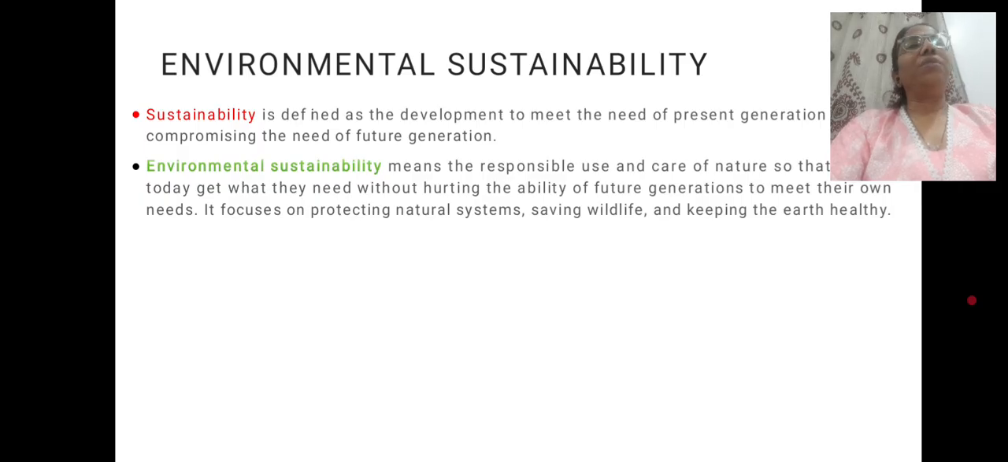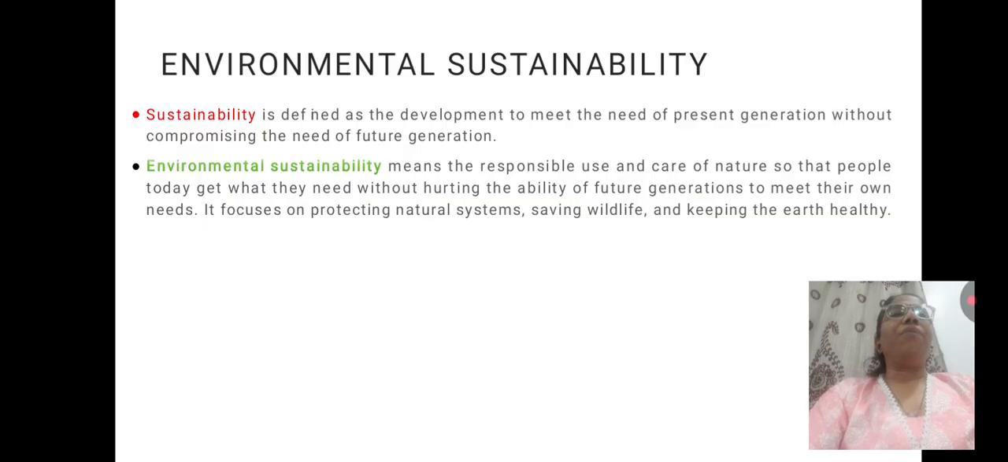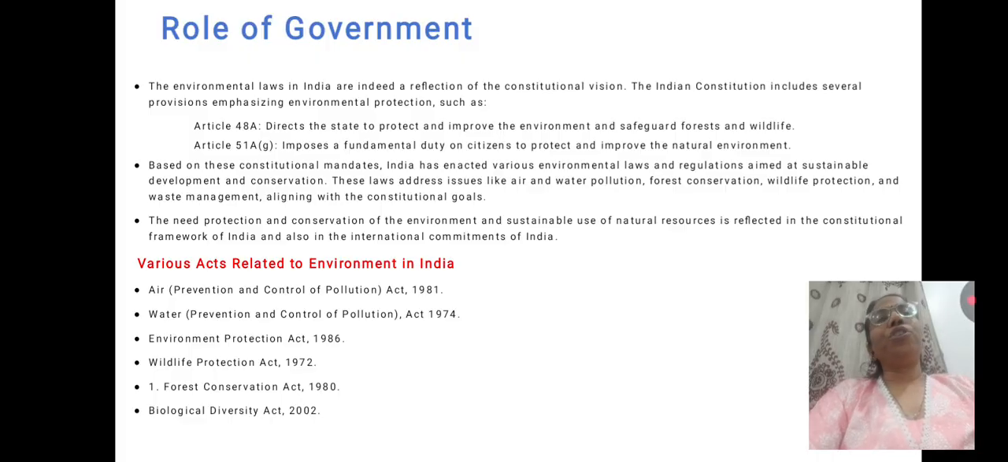So let us discuss sustainability first. Sustainability is defined as development that meets the needs of the present generation without compromising the needs of future generations. Environmental sustainability means the responsible use and care of nature so that people today get what they need without hurting the ability of future generations to meet their own needs. It focuses on protecting natural systems, saving wildlife and keeping the earth healthy. Our government plays an important role.